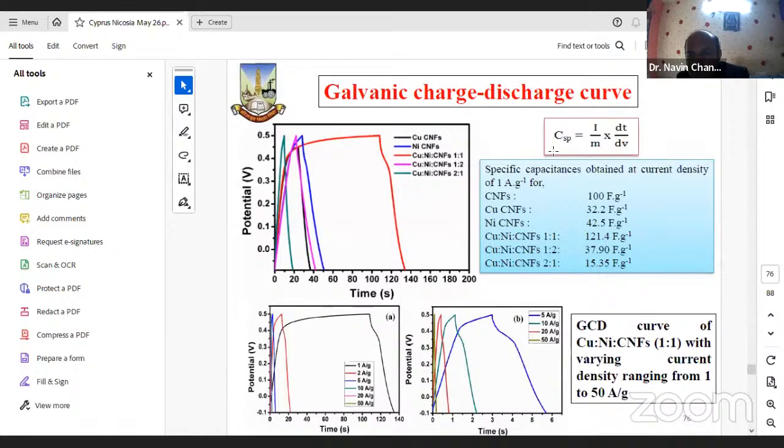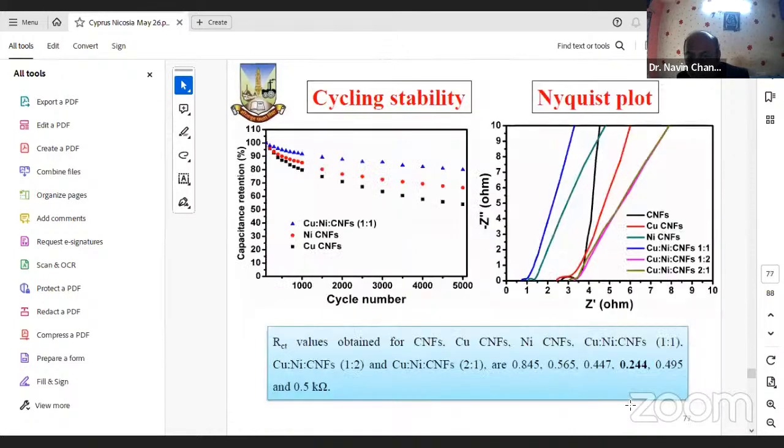We have done the charge discharge study. 1:2 is getting discharged very fast. When we talk about this copper nickel carbon nanofiber 1:1, this is charging very fast, but discharging is very less. Copper nickel carbon nanofiber with varying current density ranging from 1 to 50 A per gram.